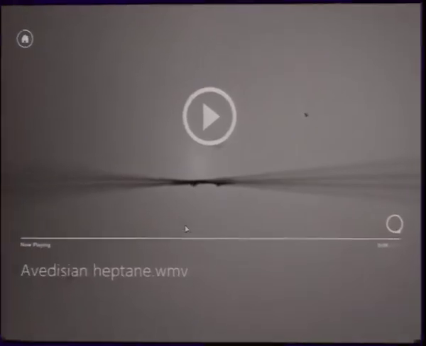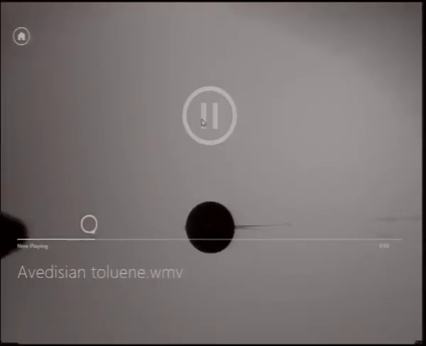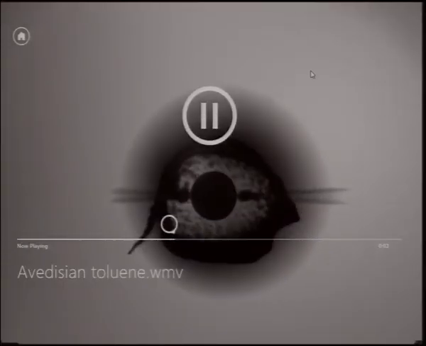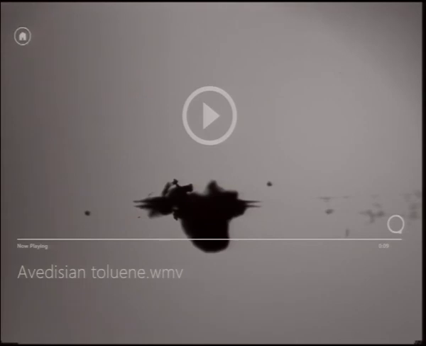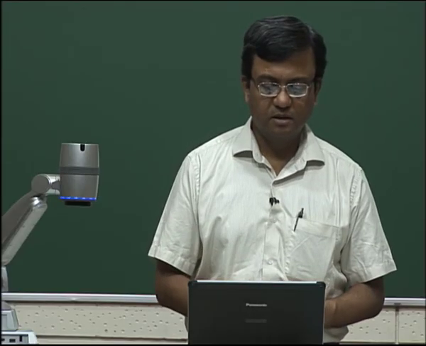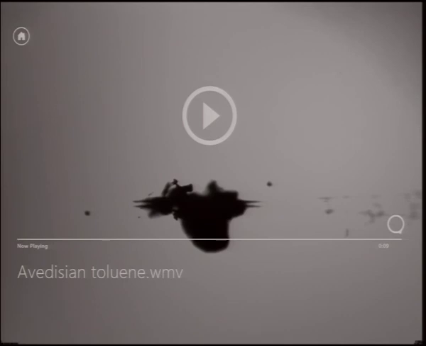And then there is another one which is toluene. So what does this tell you? That this is also spherical combustion, but it produces a lot of soot. Compared to heptane, toluene in this example is producing much more soot. All right, so we are running out of time. We'll stop here. Thank you.